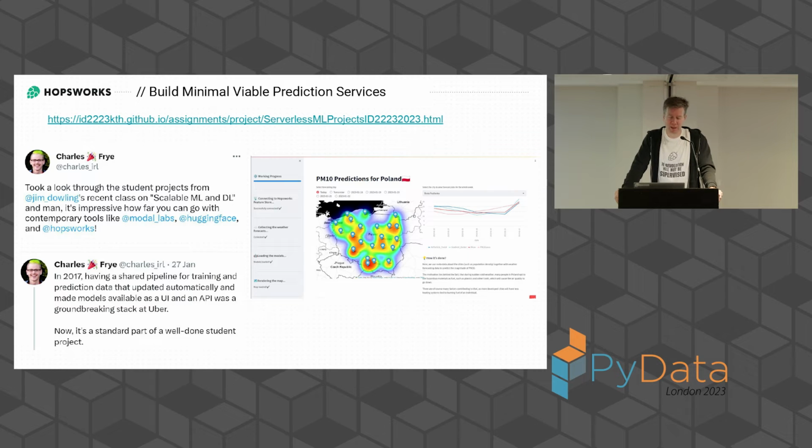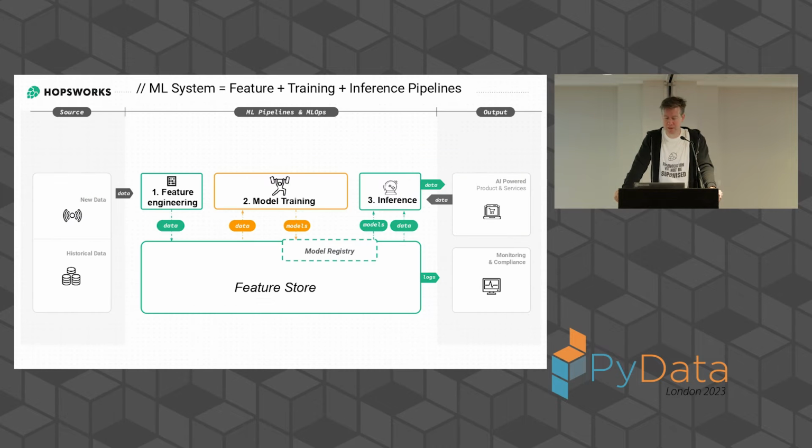So I mentioned that I taught a course at KTH. This is a reference to it here. It's best you go through the slides to click on the link, but there's about 25 or 30 different prediction services that students built. And I think Charles, who teaches a course on deep learning at Berkeley, basically said, back in 2017, you needed something like Michelangelo at Uber to build this. Now you can do it just as part of a student project in a couple of weeks. And we're going to do it in 90 minutes, not in a couple of weeks.